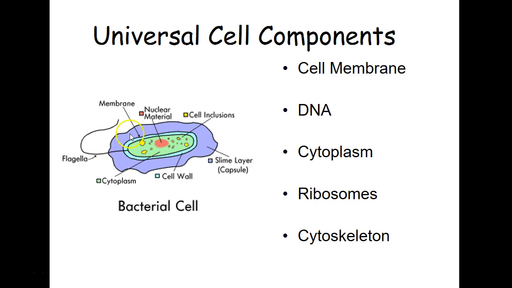All right, almost finished. This is the universal cell components. These 5 things are in every cell. So bacteria cell or a plant cell, they all have these 5. The plant cells are going to have more things, but they all have these. So every cell, plant or bacteria or animal, is going to have these 5 things in common. So they're all going to have a cell membrane, DNA, cytoplasm, ribosomes, cytoskeleton. I talked about these a bit before.